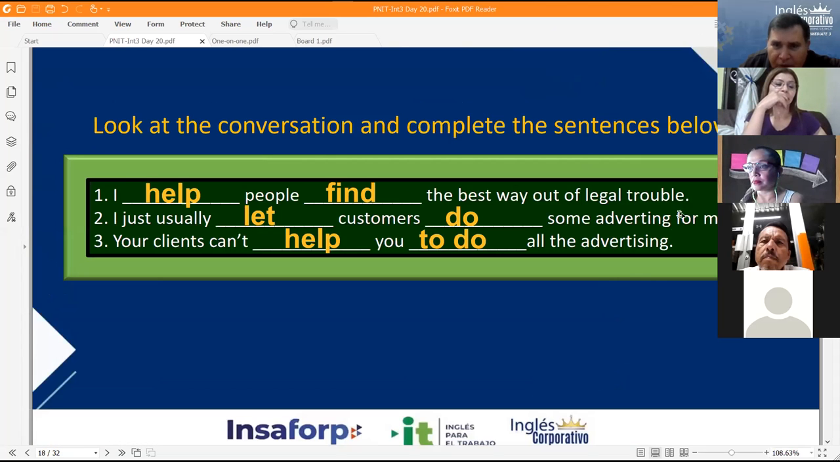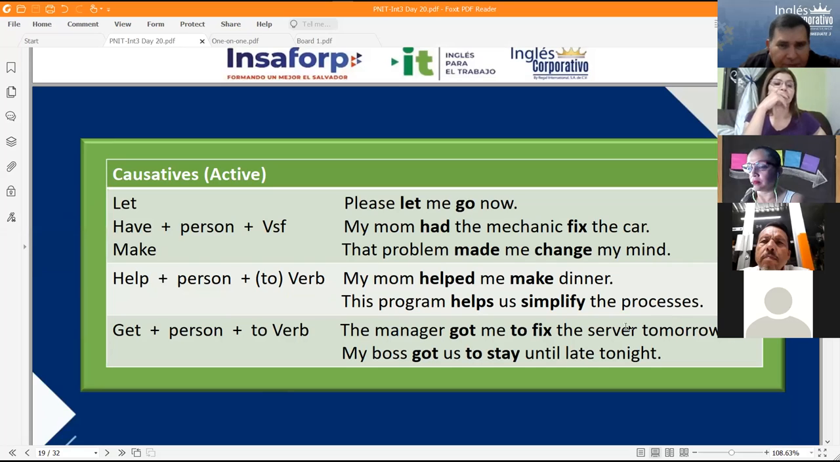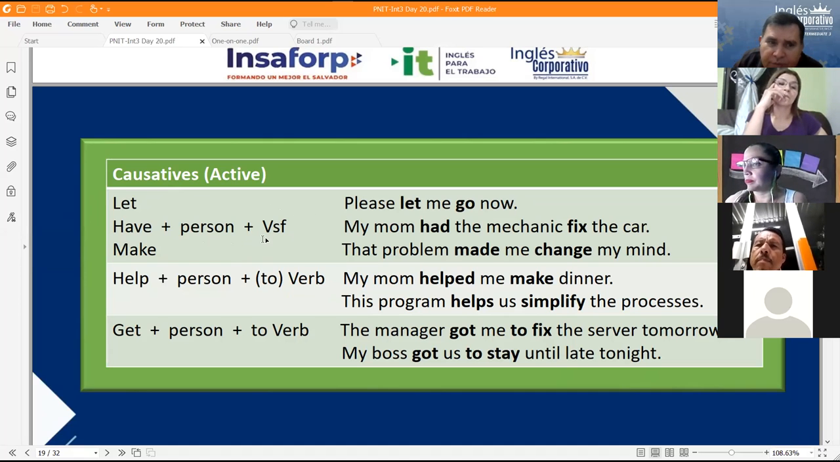This is about completing this. Now let's move on. Examples. This is the global part of it. For causatives active, we use let, have, and make, plus person, plus verb in the simple form. Let me go, have me go, make him go, okay?